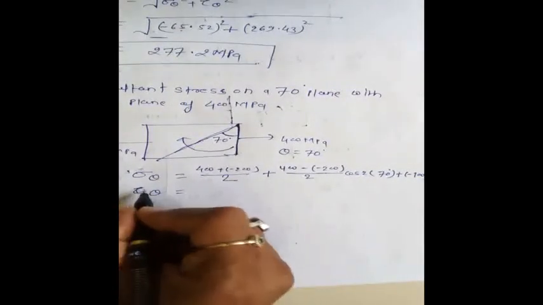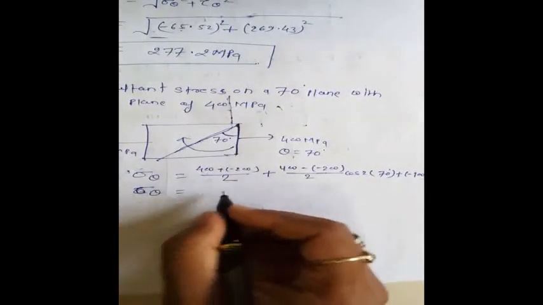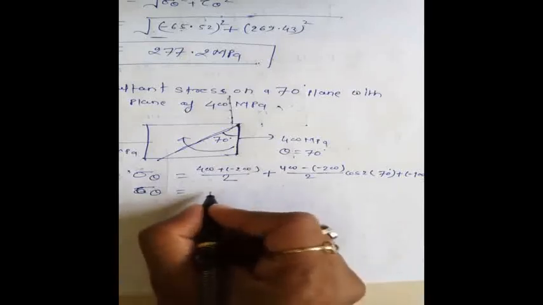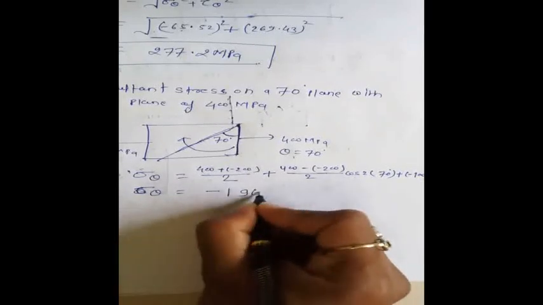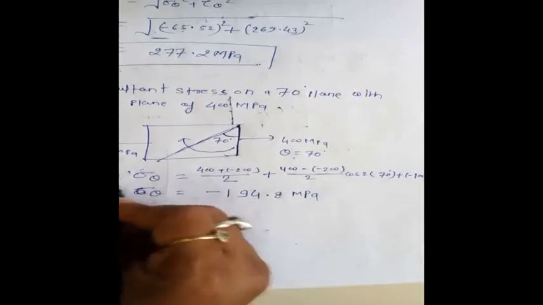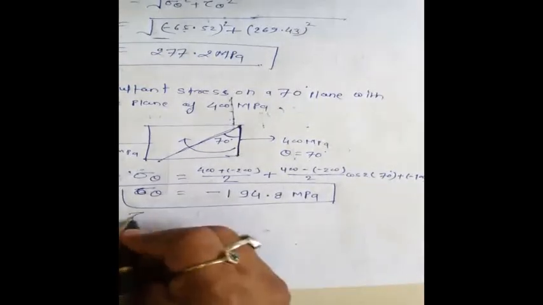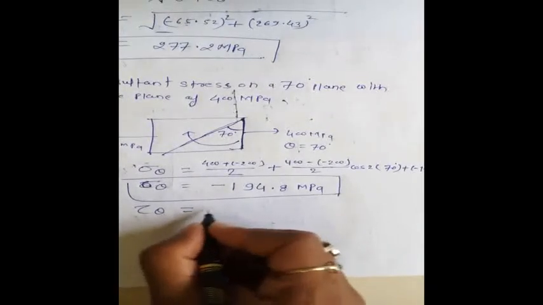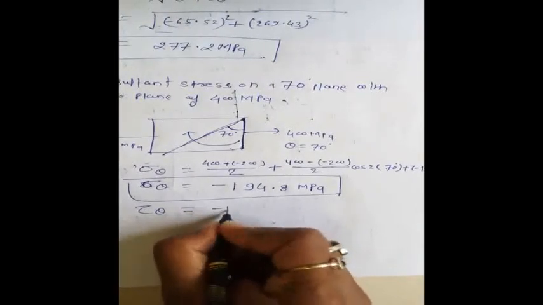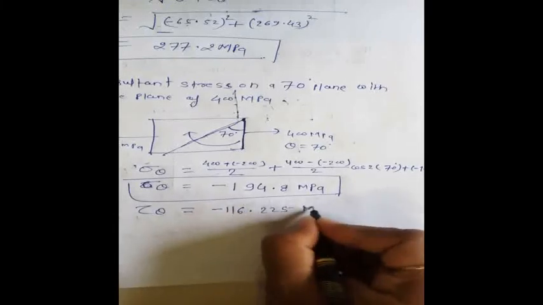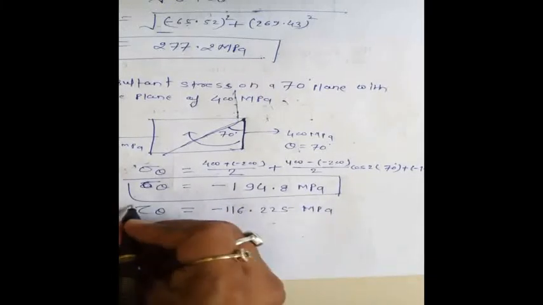So now here I am writing the sigma theta. The sigma theta value, if you calculate, would be minus 194.8 megapascal. So this is the sigma theta value, and you can find out the tau theta value. If you find out the tau theta value, it will be minus 116.225. Directly you can put in the formula, you can find out the tau theta value.